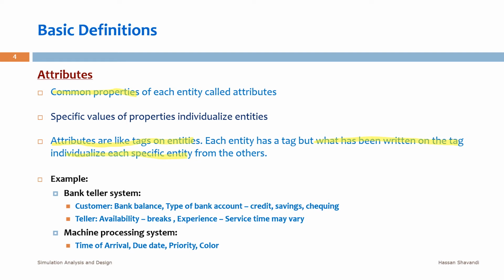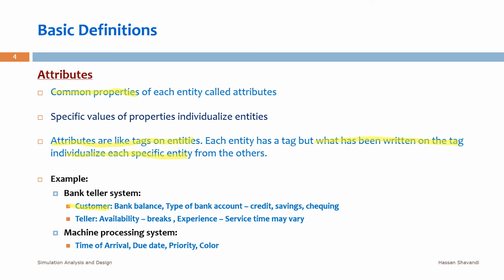Okay. For example, in the bank teller system, we have customers as entities. So the common properties for the customers could be this: bank balance, type of bank account or credit, savings, checking, and so on, right?